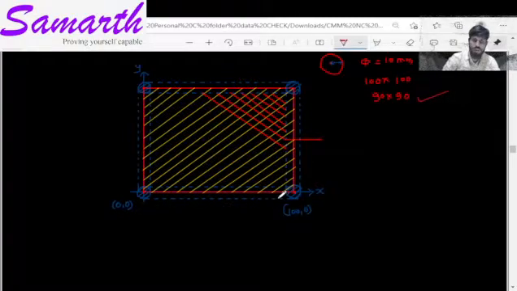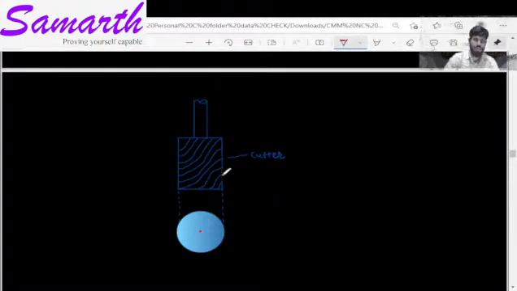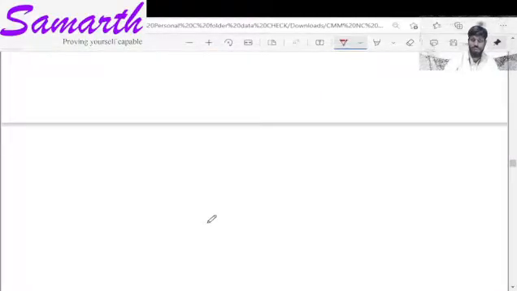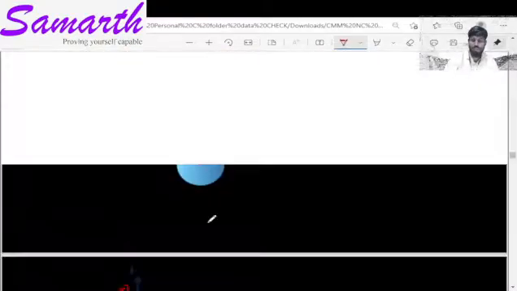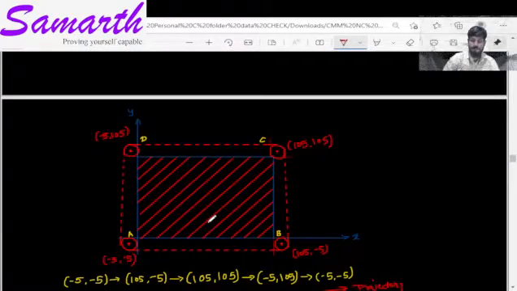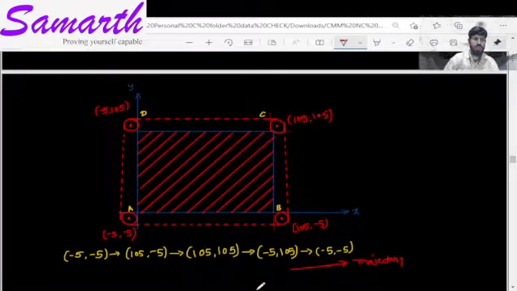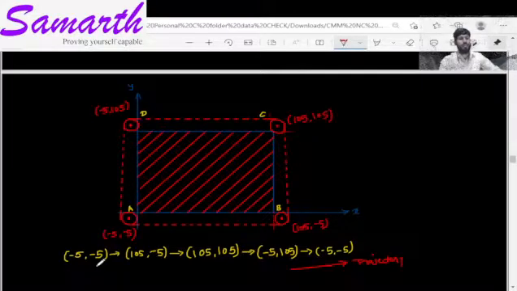But to avoid this, we will use compensation. Let us say this is a tool, its diameter is like this. So how to use this compensation? Here you can see the trajectory will be like this. This trajectory can be asked in GATE. -5, -5, such type of trajectory we should give instead of 0, 0. Then 105, -5, right? Similarly, for all the points, such a trajectory should be given.